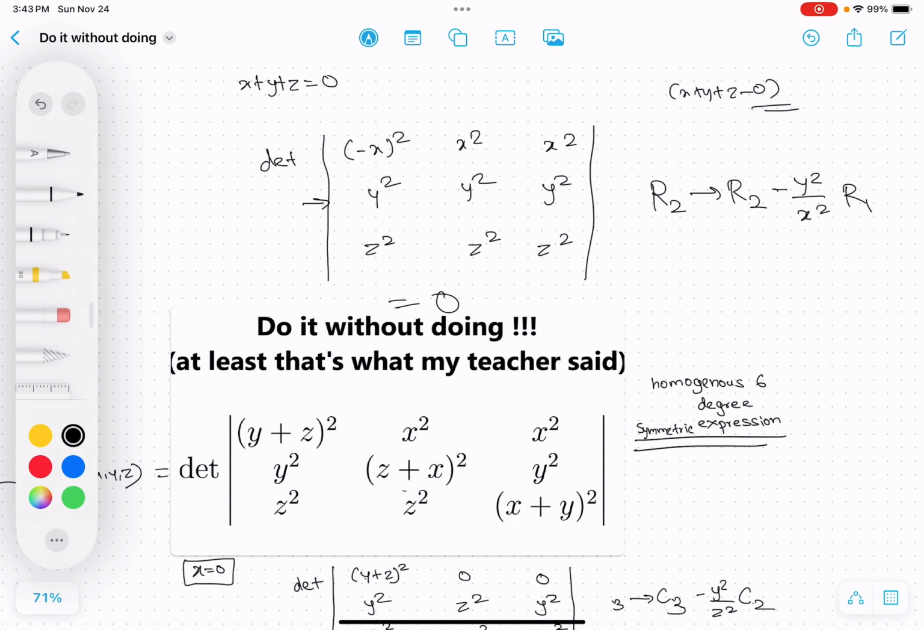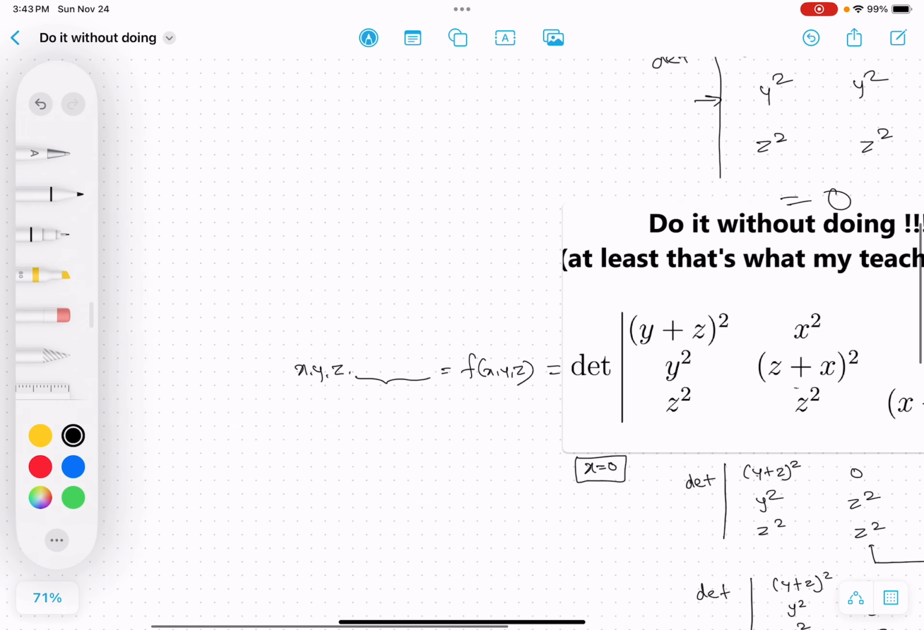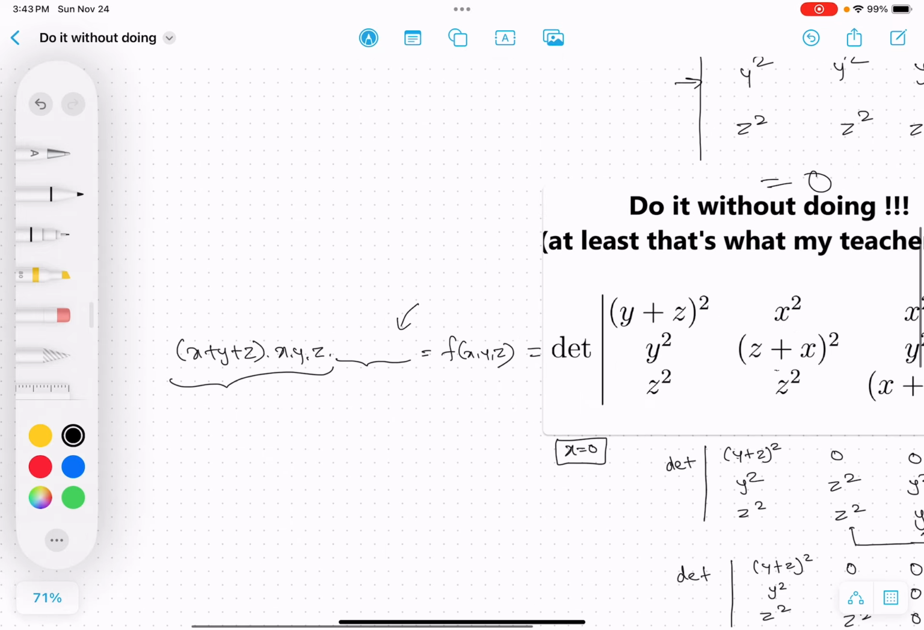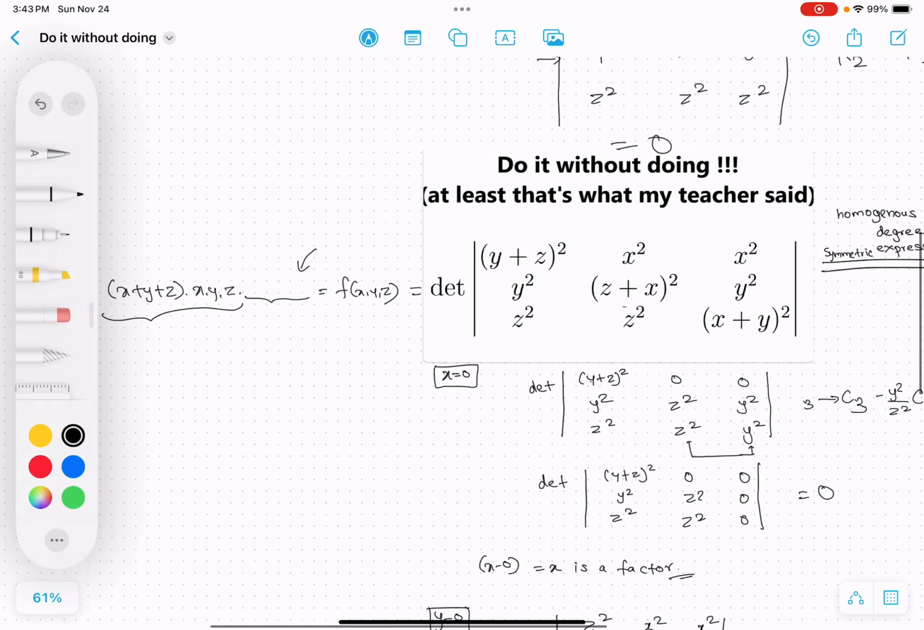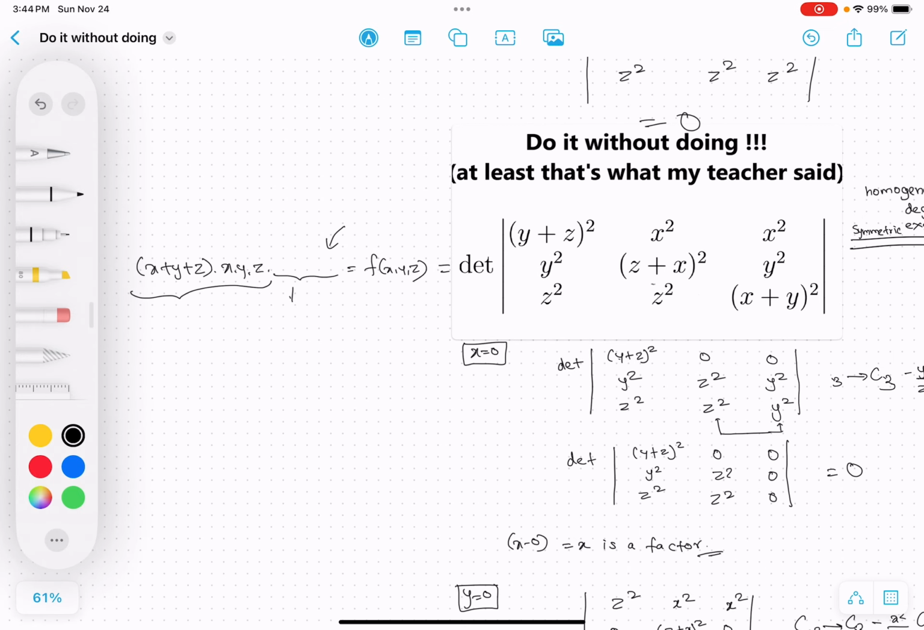Okay, so since this is 0, we know that this is also a factor of the determinant. So till now we know that x plus y plus z is also a factor. Now it's already a 4-degree expression. There is still a 2-degree expression remaining, and also there can be some constant, because constants don't really have any degrees, so they can also be there.